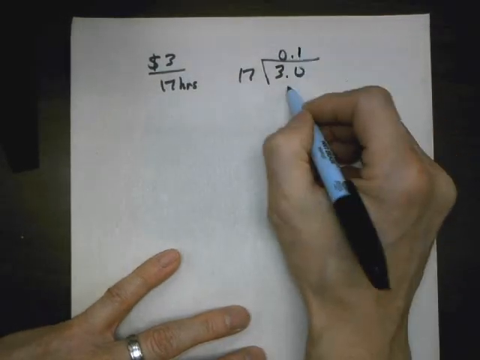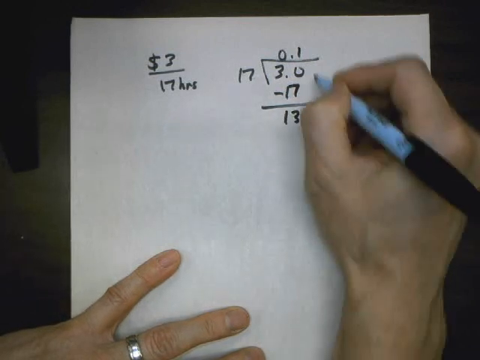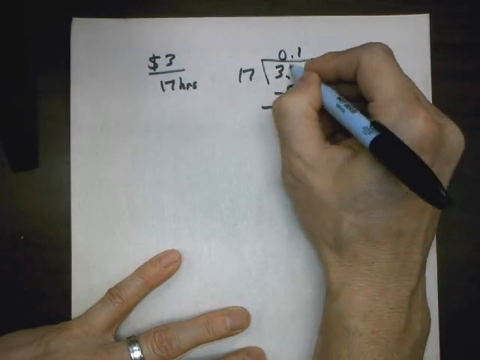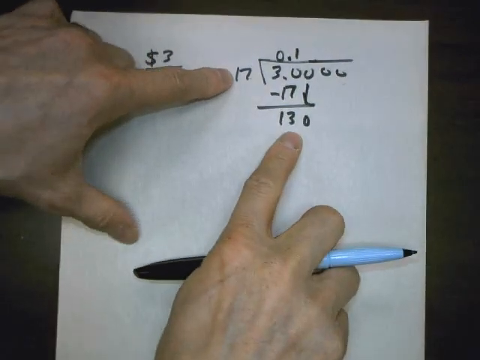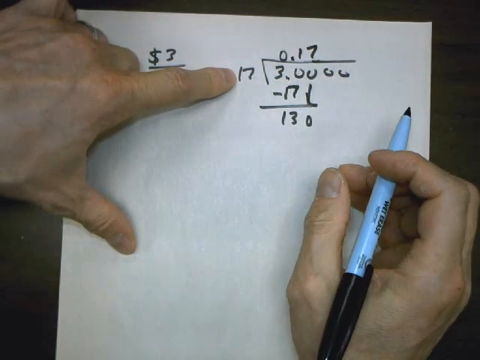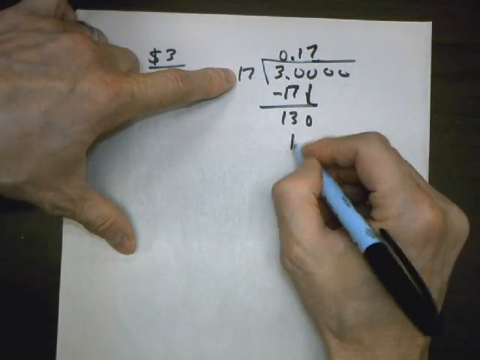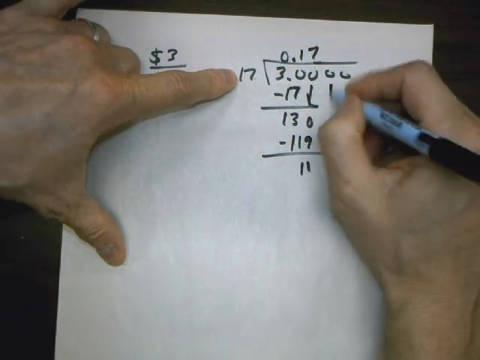Now, 17 goes into 31 time, and I subtract these two, and I get a difference of 13. And I can add zeros now because I put that decimal there. So I drop a 0 down. Now I'm asking how many times does 17 go into 130? It goes in 7 times. 17 times 7 is 119. Subtract these two. Get a difference of 11.